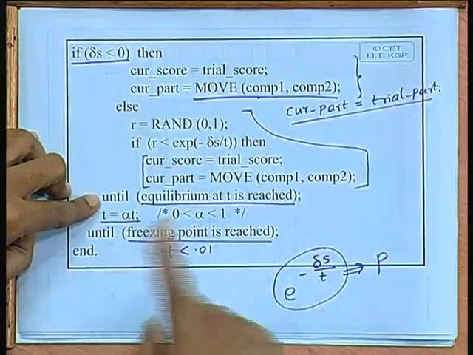Does equilibrium at T mean that the current partition has not changed for quite some amount of time? For the number of iterations, yeah. So this can either be a fixed number of iterations, or the solution is not changing over the last 2 iterations or 3 iterations. You can do it either way.